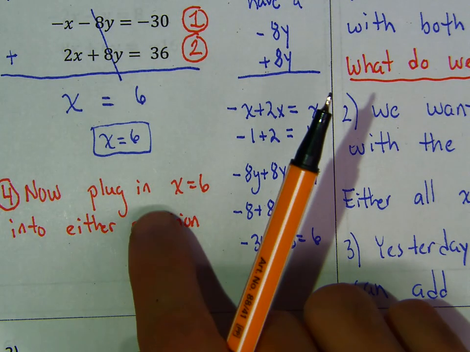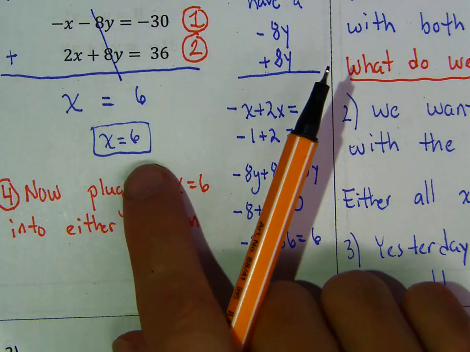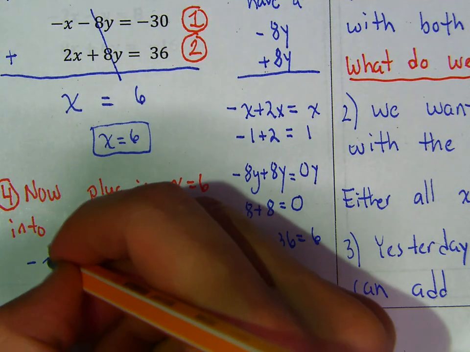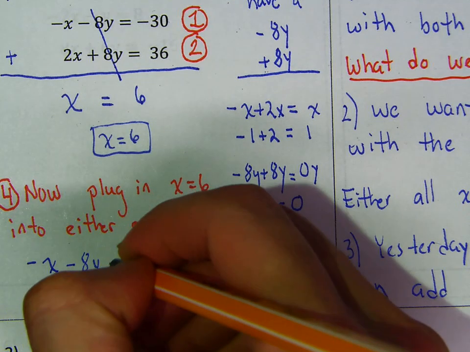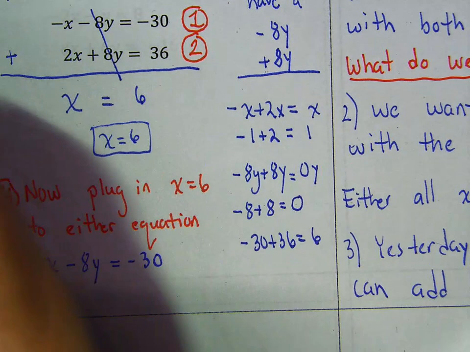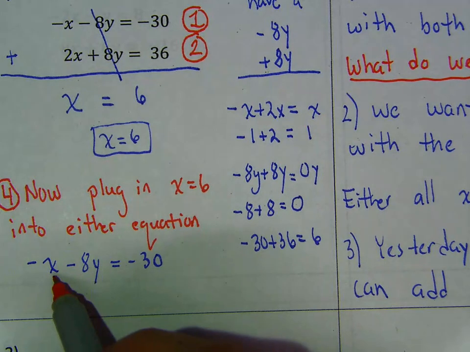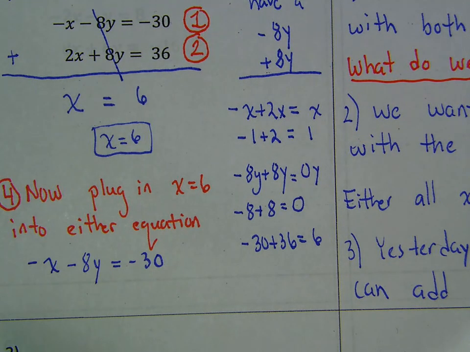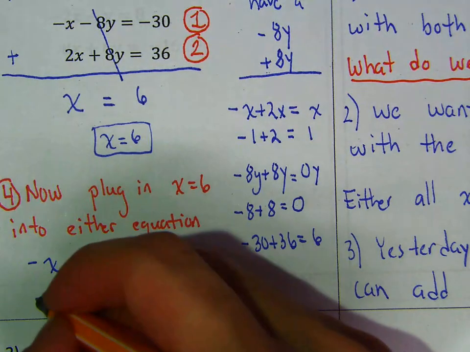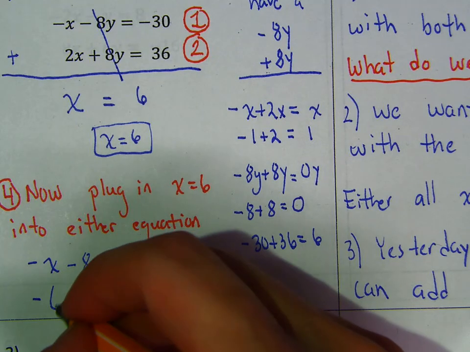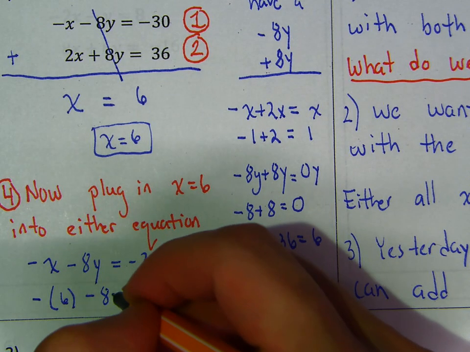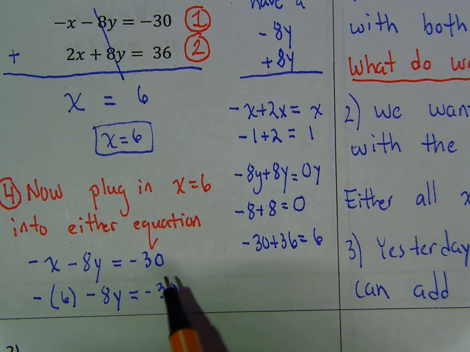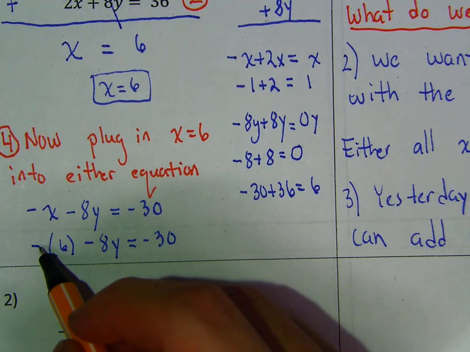Let's jump back. Here it says, now plug in x equals 6 into either equation. So here I have negative x minus 8y is equal to negative 30. And then what I'm going to do is, anywhere I see x, what am I going to do? I'm going to plug in that 6. So now what does it become? Negative 6 minus 8y equals negative 30. Then what happens is you distribute the negative here.